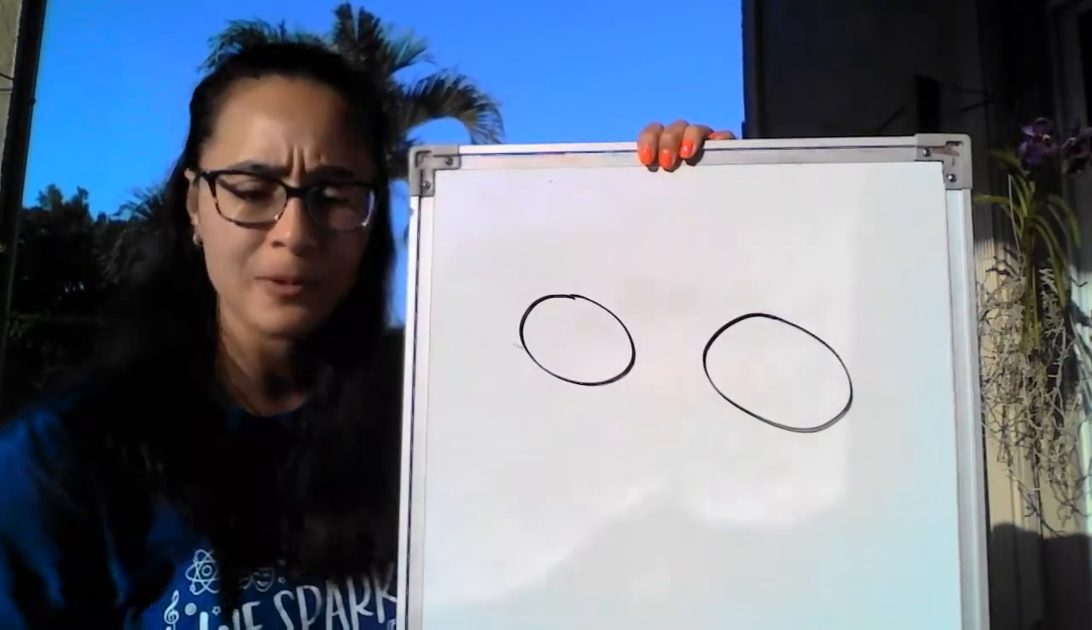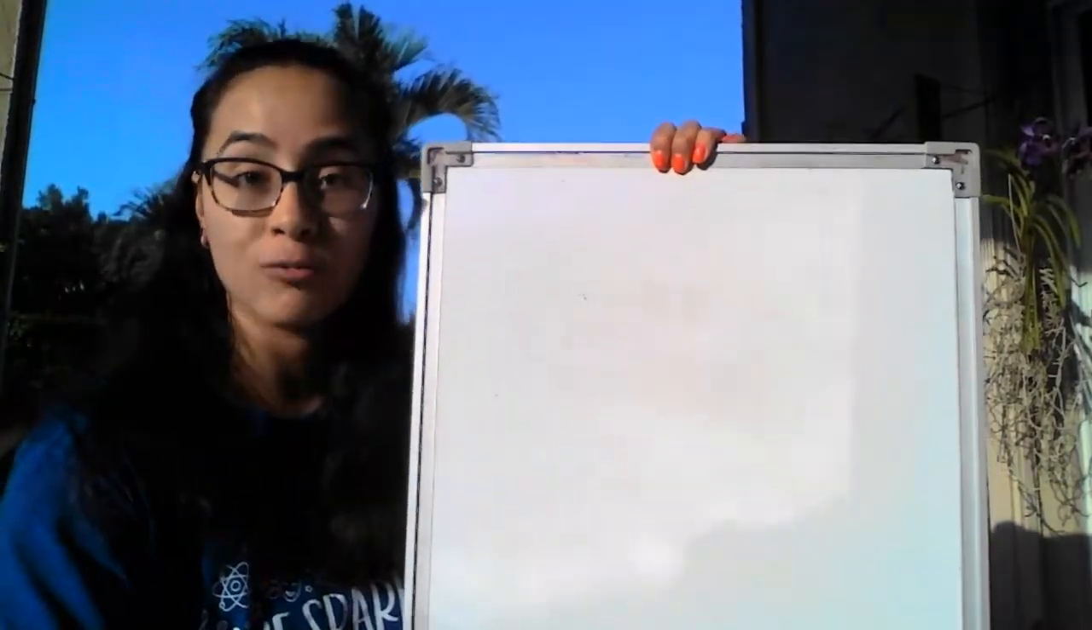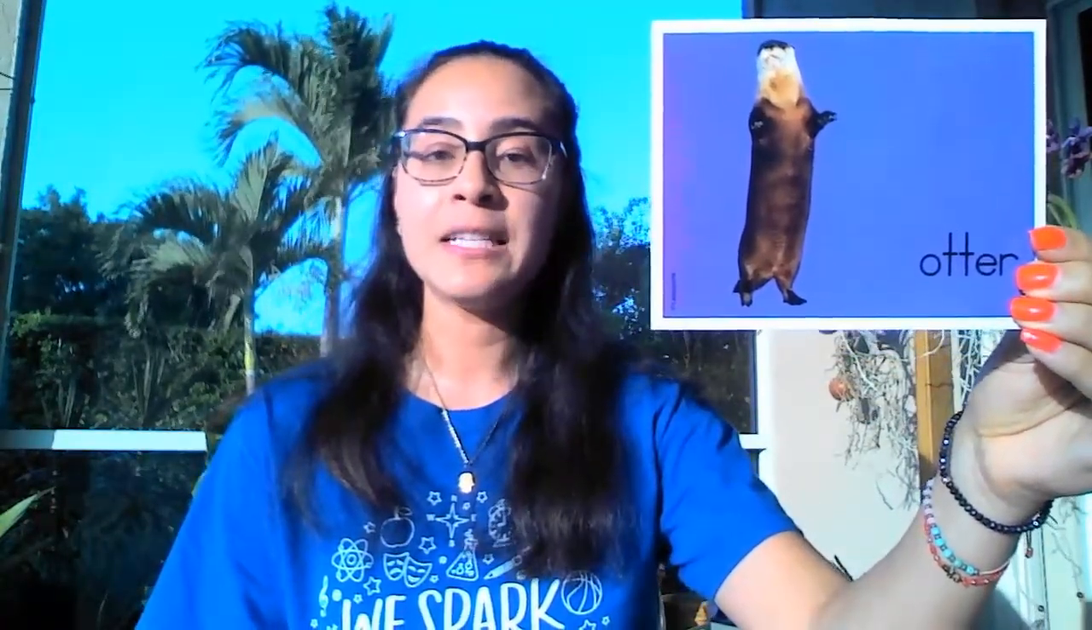Good job. Now let's look at some words that start with the letter O. Let's see if you can say them. What is this a picture of? Right, this is a picture of an otter. What about this? This is a picture of an ostrich. Here's the next one. What is this animal? Right, this is an octopus.